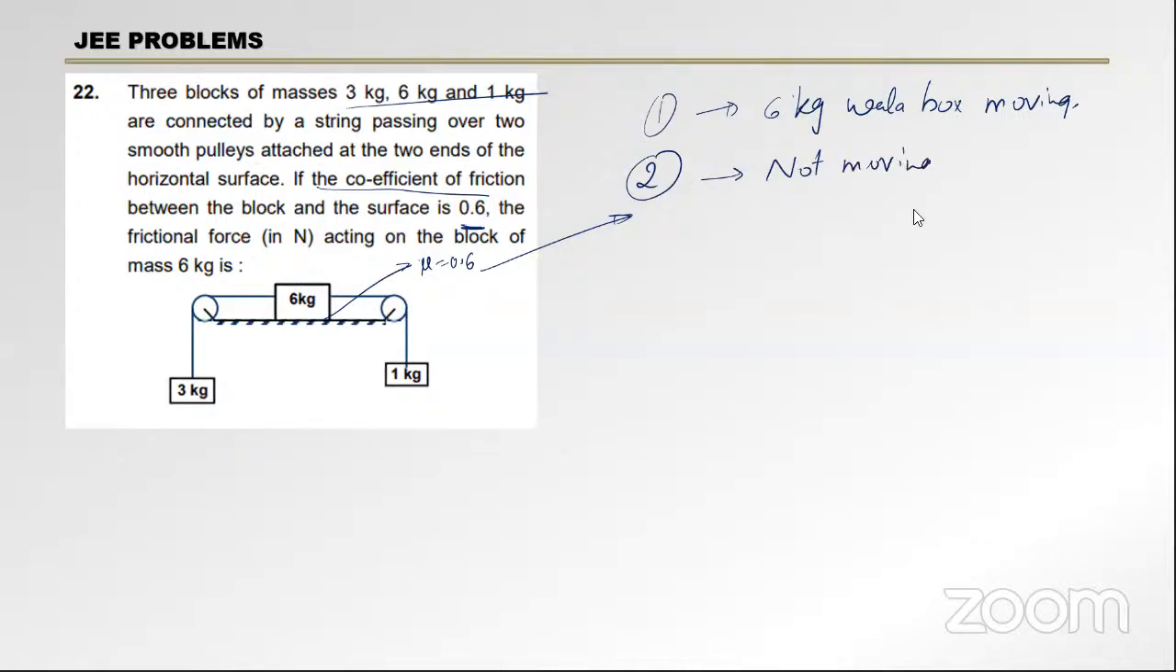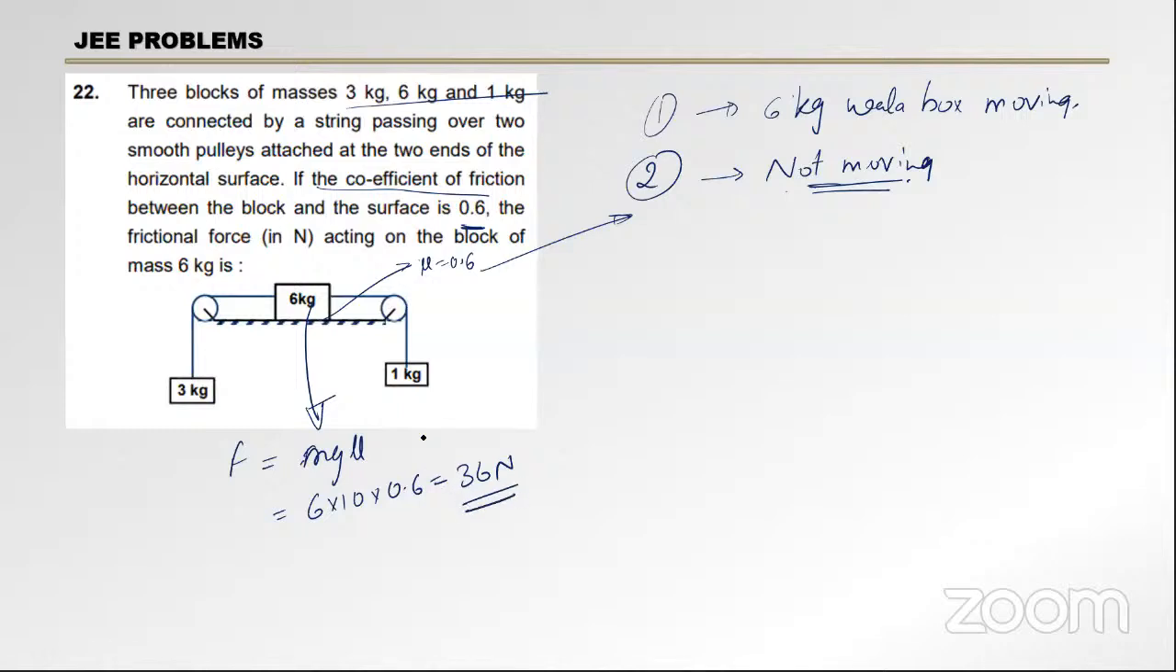So let's check first, is it moving or not? Move ho bhi raha hai ki nahi? Okay, so how we'll check that? It is very simple. Just calculate the force of friction here. It is mg mu, mass is 6, 10, 0.6, 36 newtons.